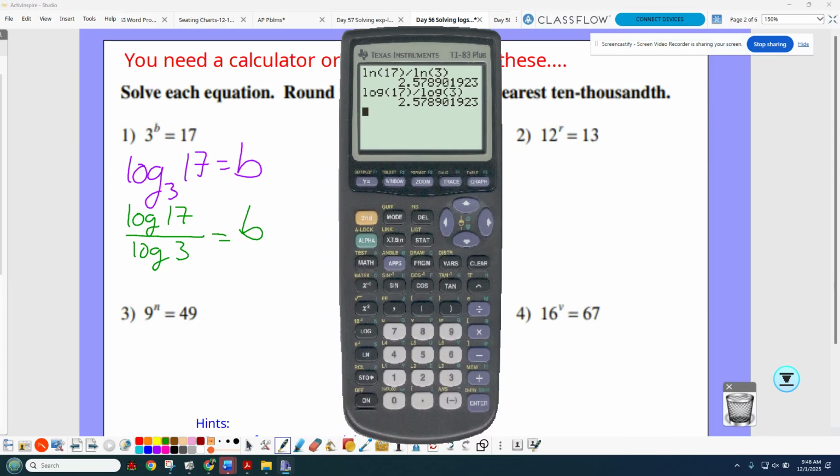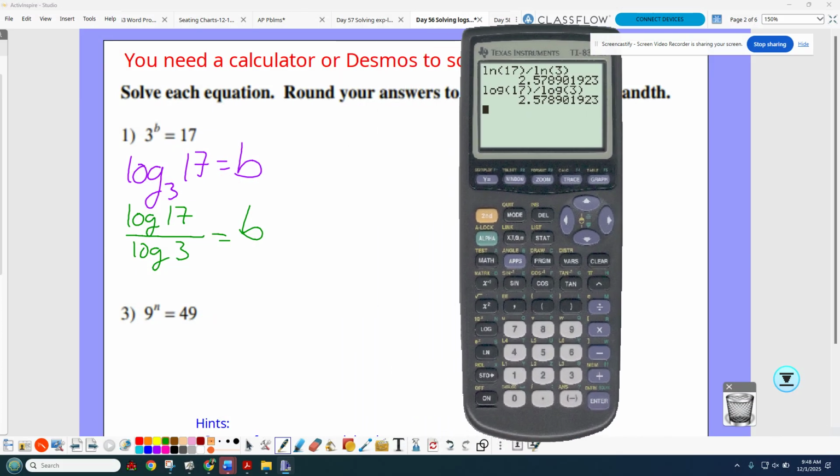Answer to the nearest 10 thousandths. How many decimals is that? How many? Oh, 10,000. So what would my answer be? 2.5?